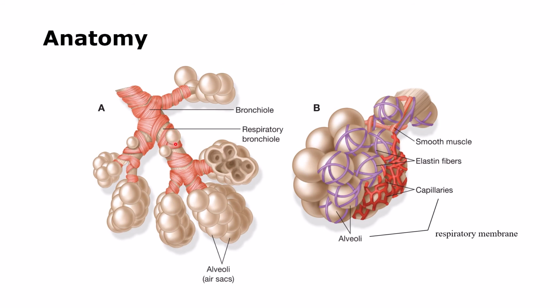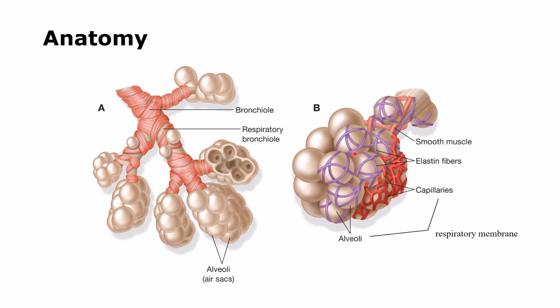The respiratory bronchiole contains these bubble-shaped structures, and these are called alveoli. This is where oxygenation takes place. These are all like grapes, you can see them, and they are called alveoli or air sacs.